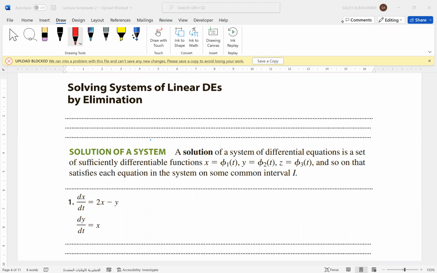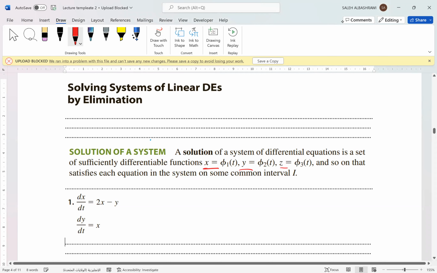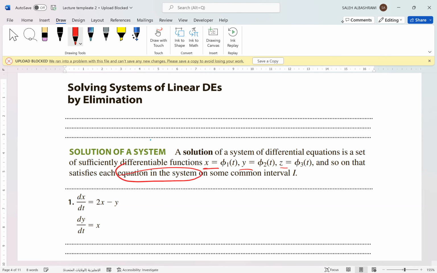As we know, a system of equations means that we are trying to find a common solution for two or more of the equations, and that solution must satisfy the whole equation given in the system. When we speak about the solution of a system of differential equations, the solution is a set of sufficiently differentiable functions x, y, z, the ones that satisfy each equation in the system. So we are looking for a solution that satisfies each equation in the given system.